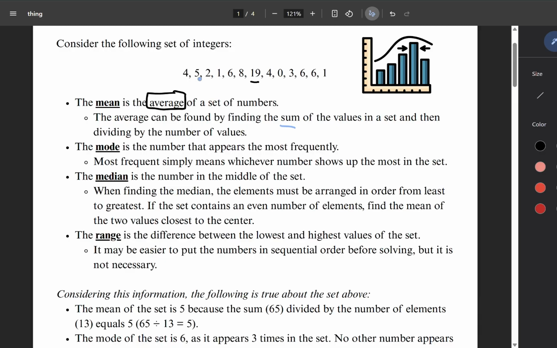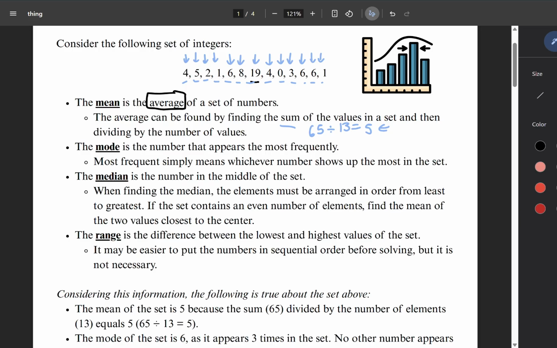So for example, if we want to find the mean of this set, what we would do is we would add up every single number in this entire set, right? And then we'll have a total sum. And we'll divide that sum by the number of numbers. So here we have 1, 2, 3, 4, 5, 6, 7, 8, 9, 10, 11, 12. We have 13 numbers here. And the sum of these numbers is 65. I did this beforehand. And if we divide that by 13, we get the number 5. So the average, the mean, is 5.